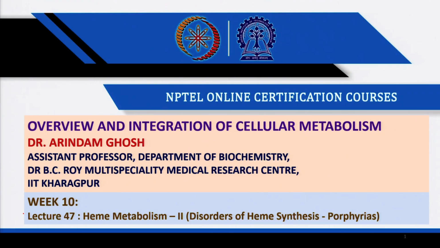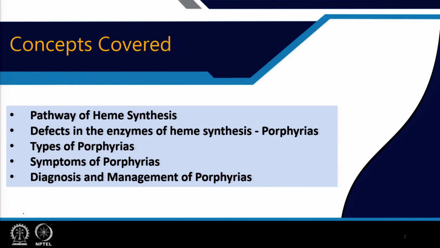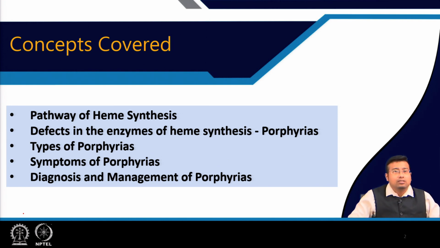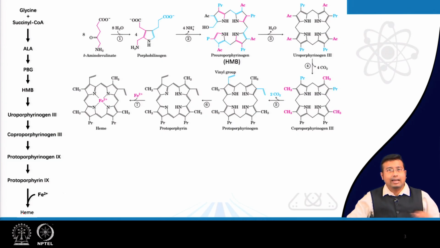We are studying heme metabolism and this is the second class, where we will be discussing the disorders of heme synthesis, or porphyrias. The concepts that we will be covering today are the pathway of heme synthesis that you already know, which we will be revising, and the defects in the enzymes of the pathway of heme synthesis that lead to these diseases known as porphyrias. What are the types and varieties of porphyrias, what are the symptoms, how we can diagnose and how we can treat them, everything we will be covering in this lecture.